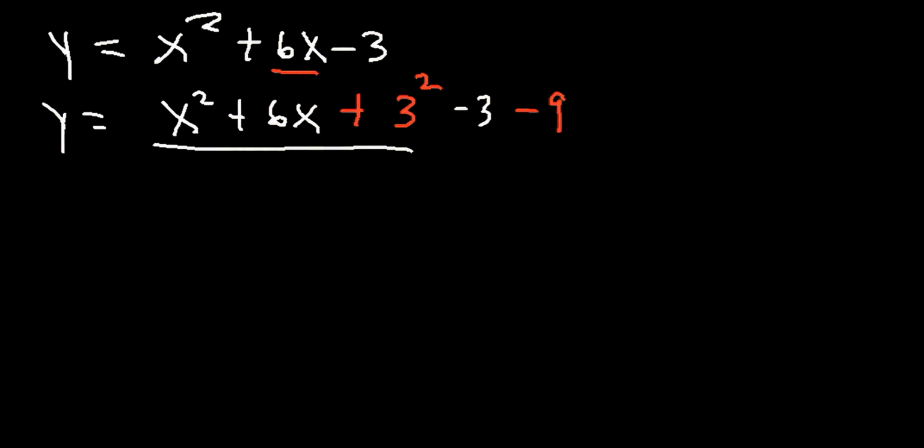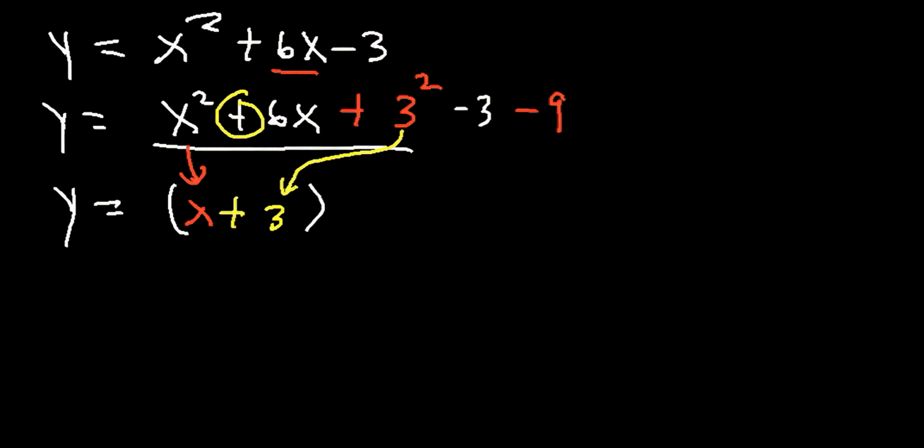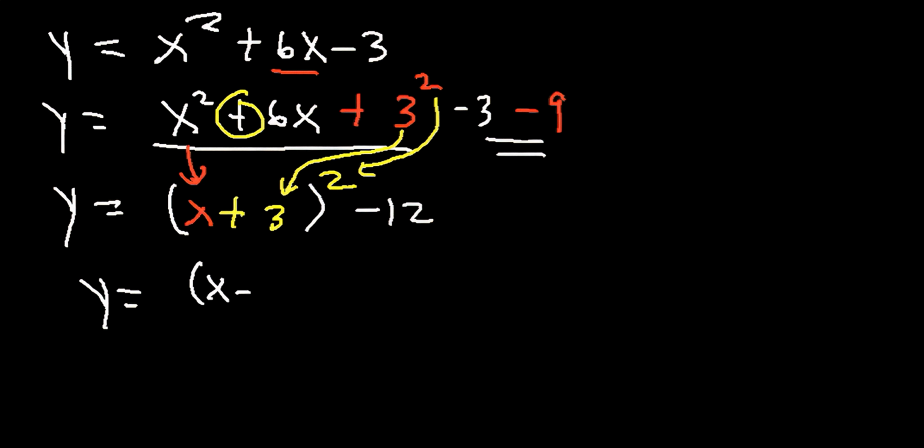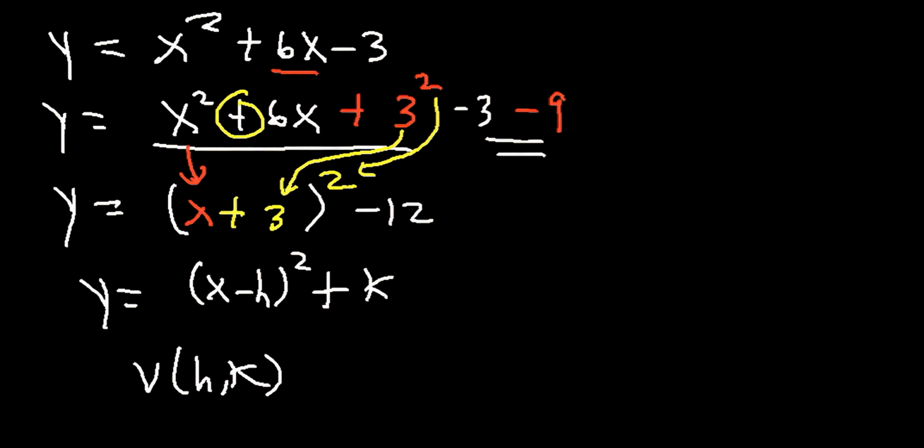But this can be factored. If you factor it, here's the shortcut method. It's going to be x, and whatever this sign is, plus whatever this number is before you square it, 3 squared. It's always going to work out that way. And then these two numbers you can combine. So now you have it in vertex form, which is x minus h squared plus k. The vertex is h comma k. So in this form, you can easily see what the vertex is.